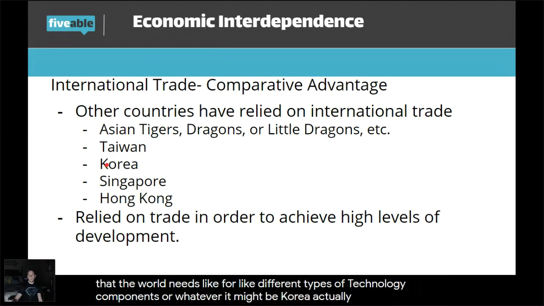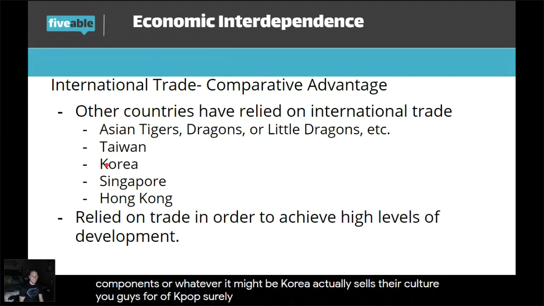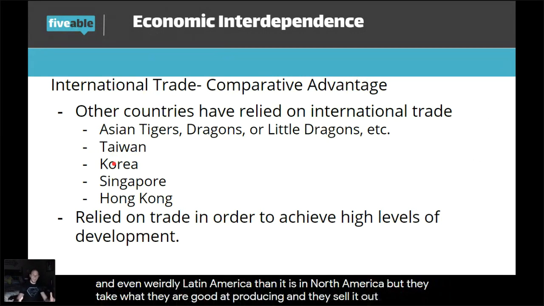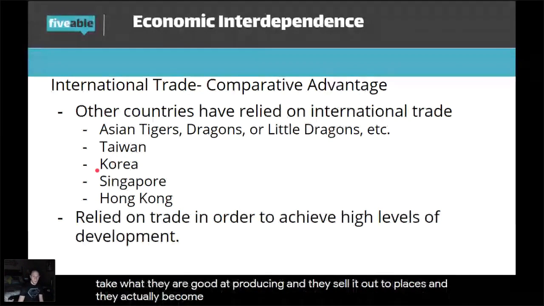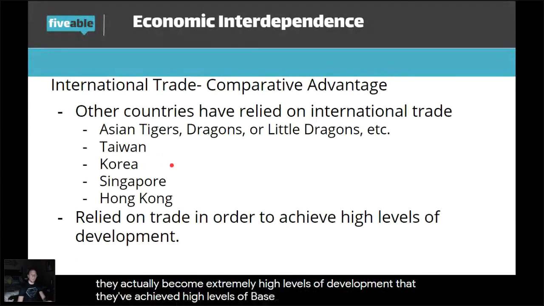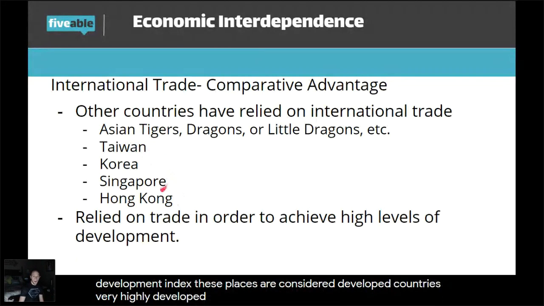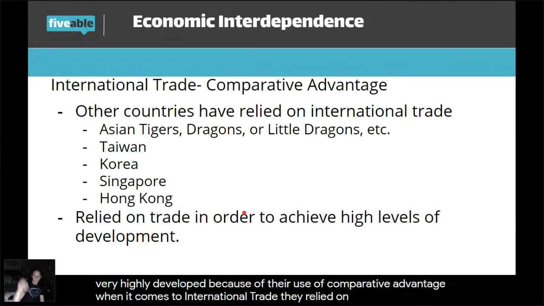Korea actually sells their culture. You guys have heard of K-pop, surely. It's even bigger in parts of Asia and even, weirdly, Latin America than it is in North America. They take what they are good at producing and sell it to other places, and they've become extremely highly developed. They've achieved high levels of development based on the Human Development Index. These places are considered very highly developed countries because of their use of comparative advantage when it comes to international trade. They relied on trade in order to achieve high levels of development.